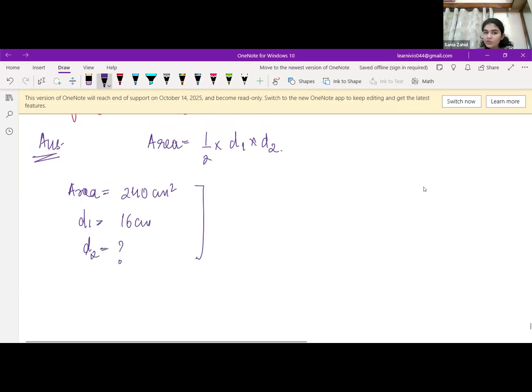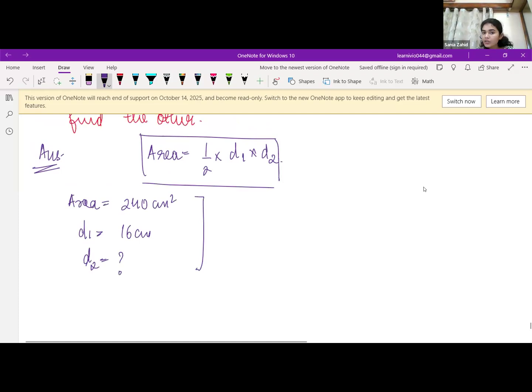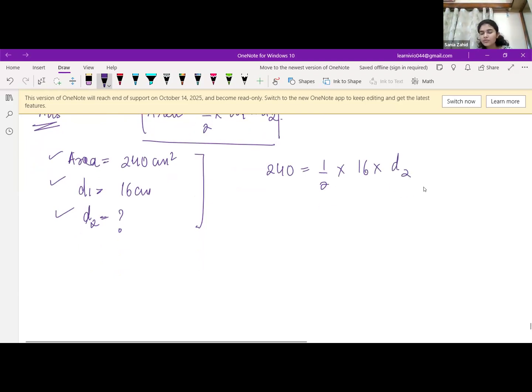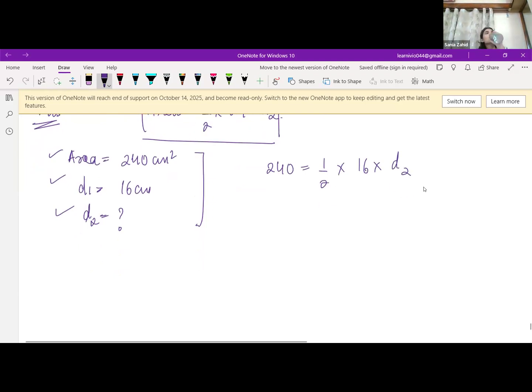So what will you do in every question of this chapter? Write the formula, write all the quantities that are given in the question, and then you will solve it. So area 240 is equal to 1 by 2 into d1, which is 16, into d2. How can I solve it next? What can I solve further? We'll transpose 2 to the left side and it becomes 240 into 2.